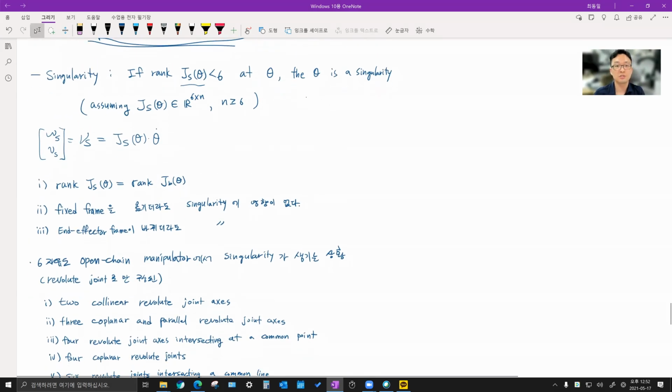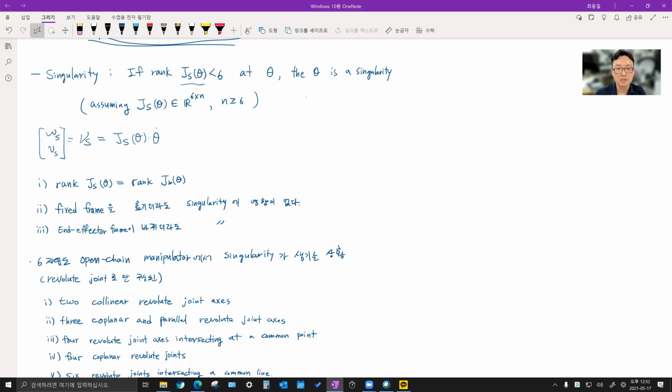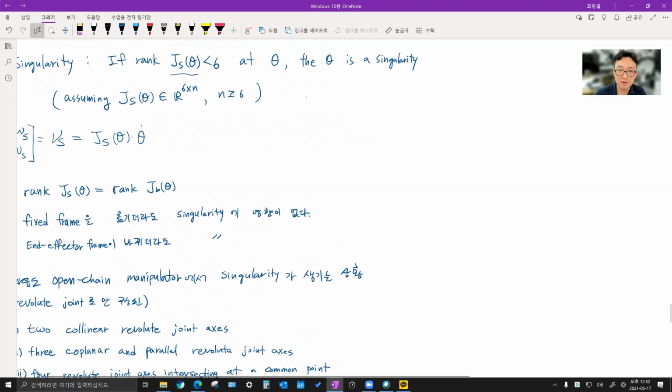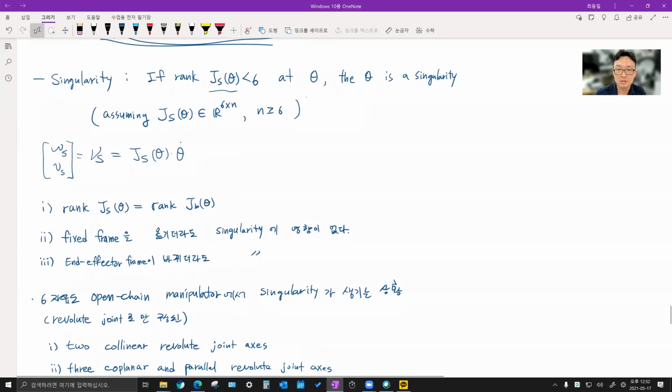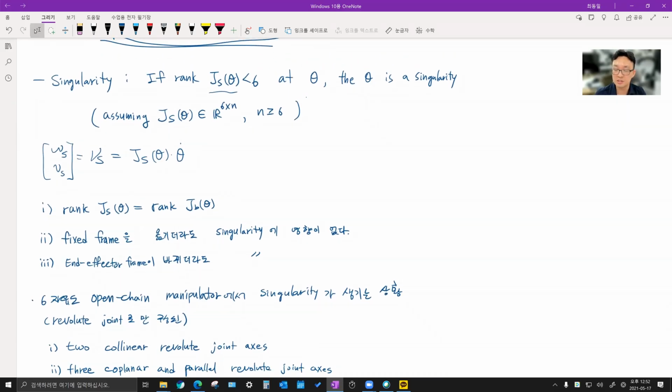So let's continue to the singularity. Singularity means that at the equation level, we can think the degrees of freedom are diminished. In a 6 DOF robot arm, if the arm is stretched like that or is folded like that, then in that case, the degrees of freedom are reduced. So in this case, we call this singularity.